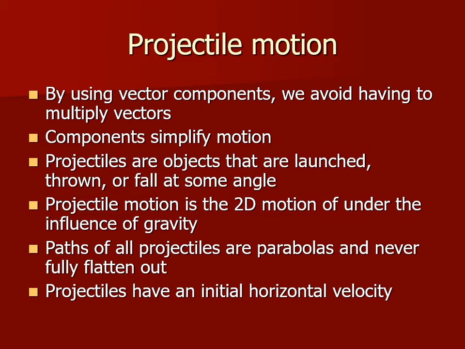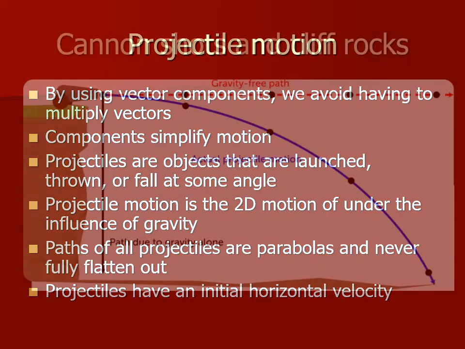And then lastly, projectiles have an initial horizontal velocity. So all the projectiles we'll talk about will have an initial horizontal velocity, an out velocity. Like you kick the rock, you kick it horizontally, you kick it out. That's the horizontal velocity we're talking about, and that's what it has initially.